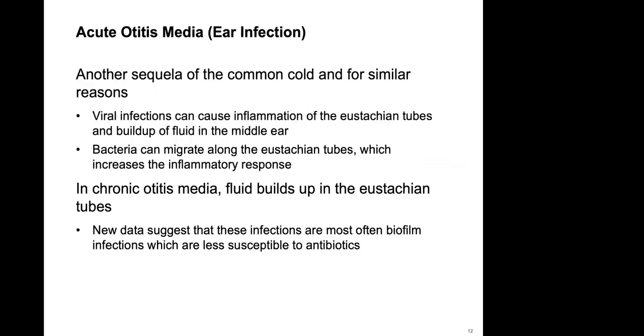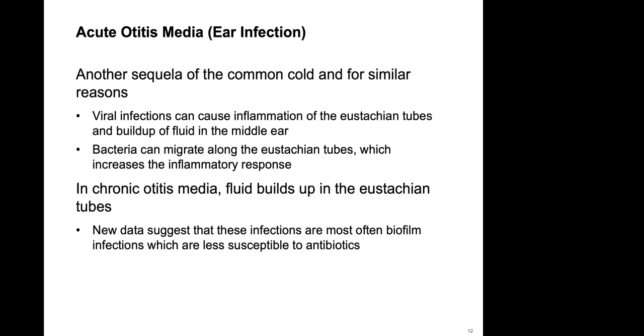Acute otitis media, this is an ear infection. This could also be another sequela of the common cold, meaning a secondary infection that arises from the common cold. And for similar reasons, viral infections can cause inflammation in the eustachian tube and the buildup of the fluid in the middle ear. The bacteria can migrate there and then increase the inflammatory response.